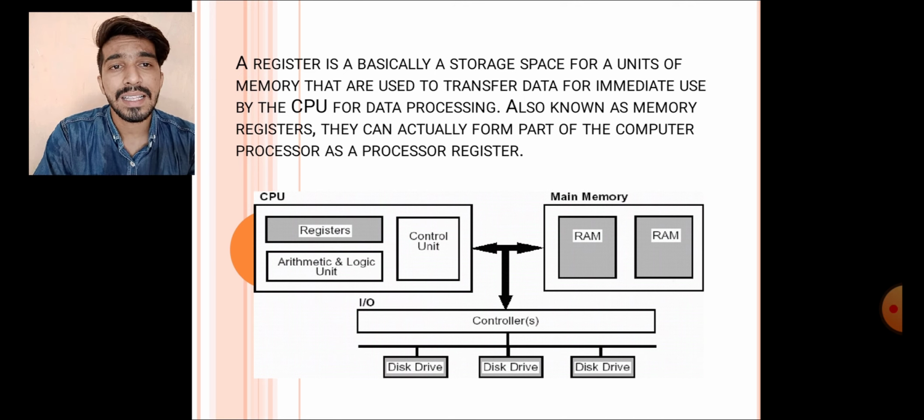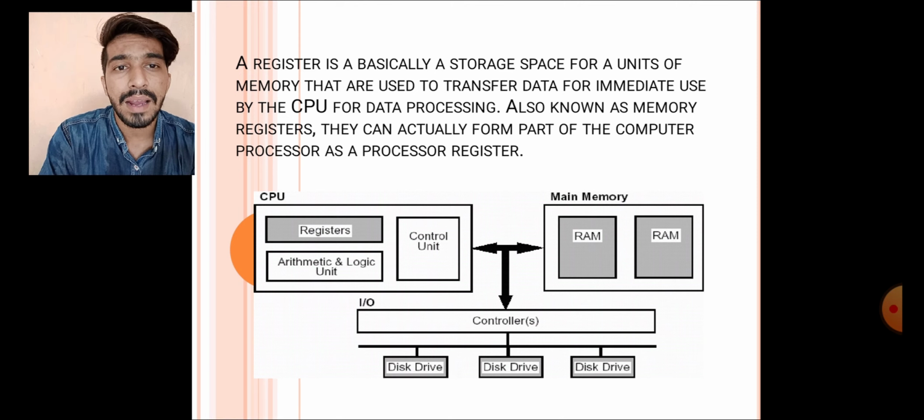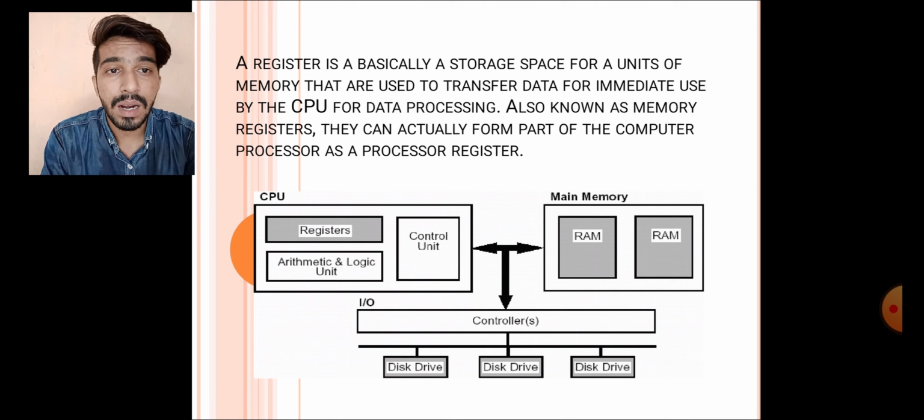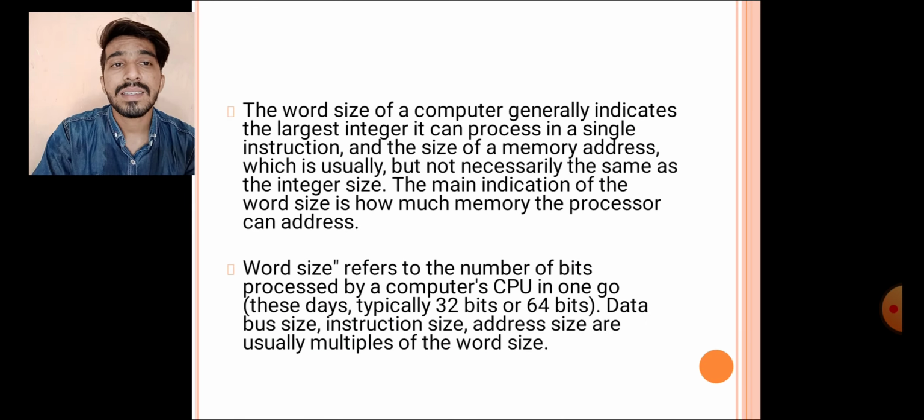Here you can see the picture: the CPU registers, arithmetic and logic unit, control unit, main memory (RAM and ROM), and there is the controller and disk drive. The word size of a computer generally indicates the largest integer it can process in a single instruction and the size of a memory address, which is usually not necessarily the same as the integer size. The main indication of the word size is how much memory the processor can address.